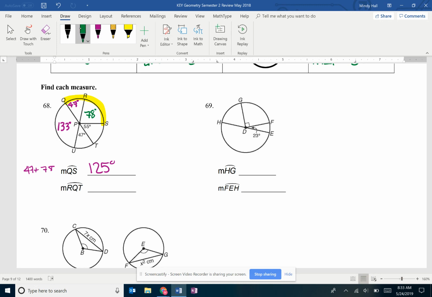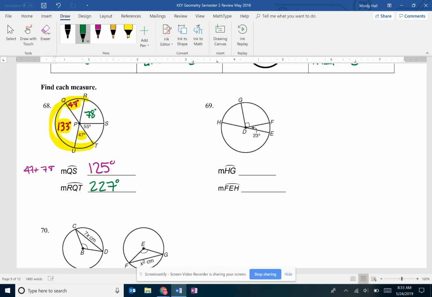And then for RQT, we go from R to Q all the way around to T. It is going to be 47 plus 133 plus 47. So 47 plus 47 plus 133 is 227 degrees.